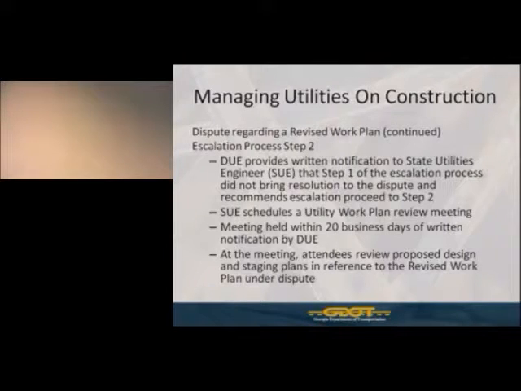At this meeting, the attendees will review the proposed design and staging plans in reference to the revised work plan under dispute. Now keep in mind at this meeting, now that we're on construction, it will include not only the department personnel, including the state and district utility offices, possibly the state and district construction offices, and the area engineer, maybe the project manager, and the utility owner, but also the contractor at this point, because the contractor will have opportunity again to review and comment on any proposed revisions to the work plan as it relates to how it may impact the project schedule.